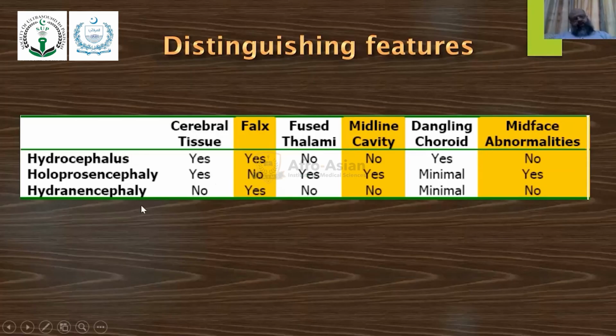And the third condition is hydranencephaly. Cerebral tissue is not seen. Why? Because in most of the cases, both internal carotids are obscured or occluded. Falx is seen. Thalami look normal. No midline cavity. Dangling choroid not usually seen. Mid-face abnormality is not seen.